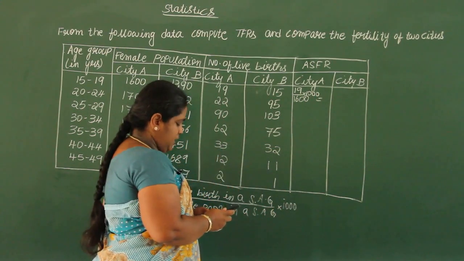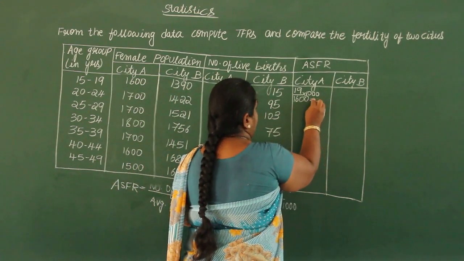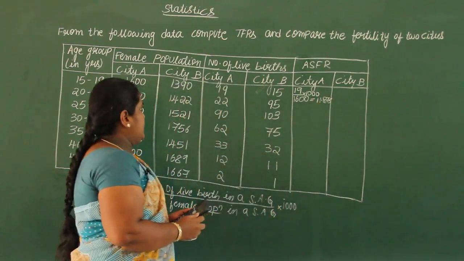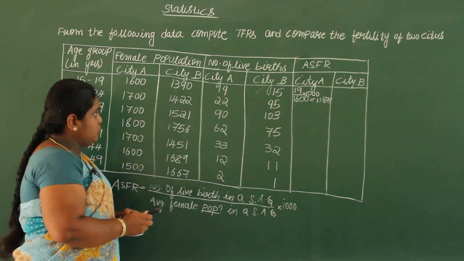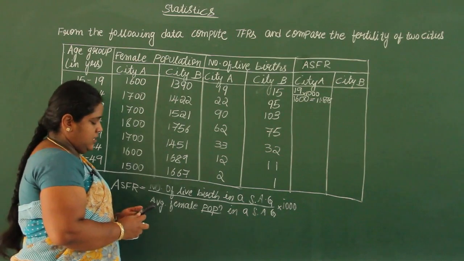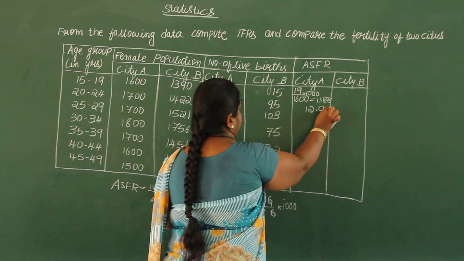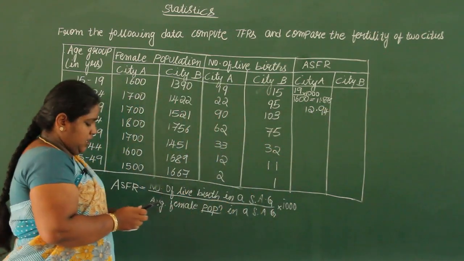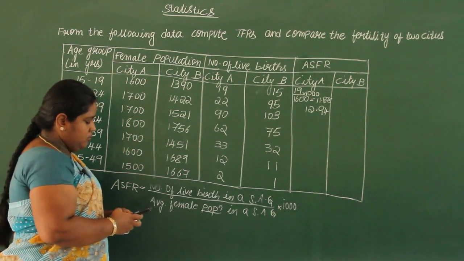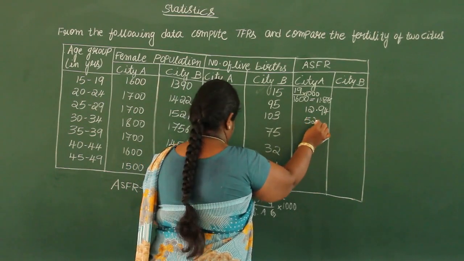119 divided by 16,000 into 1000, we'll get the value 11.875. Now calculate the second one, 22 divided by 1700 into 1000. It is 12.94. Next, 90 divided by 1700 into 1000. We'll get 52.94.